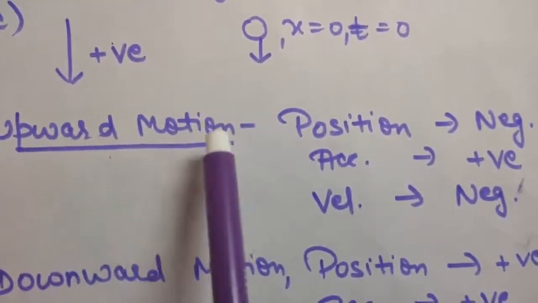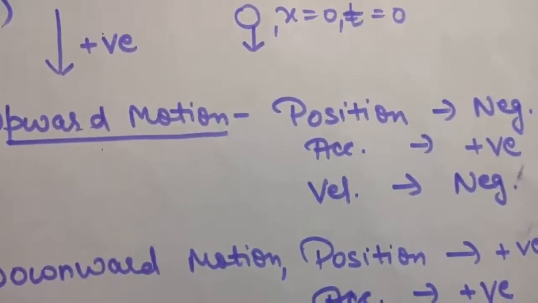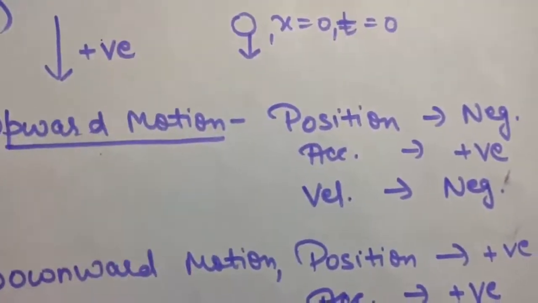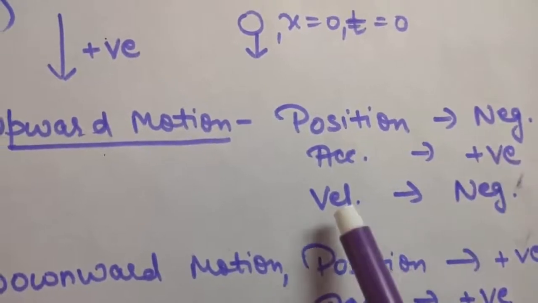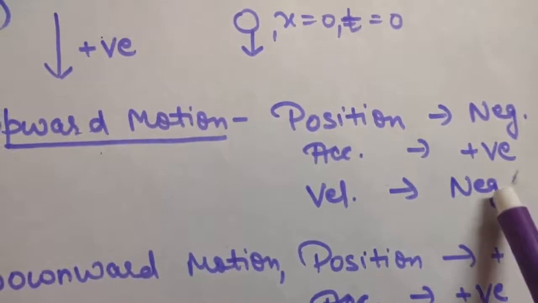When the ball is in upward motion, its position is increasing in the upward direction, so its position will be negative because we have taken downward direction to be positive. Acceleration is acting downward, so it will be positive. Velocity, again direction of velocity is in the upward direction, so it will be negative.